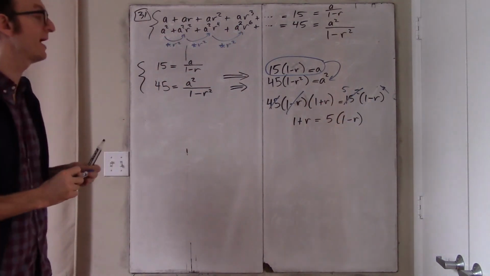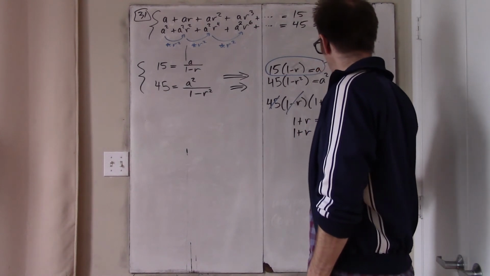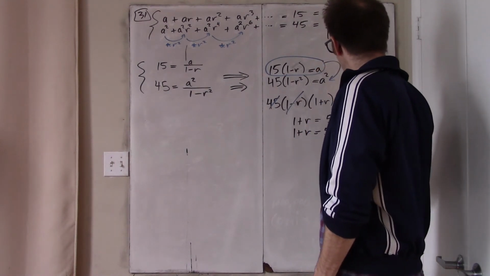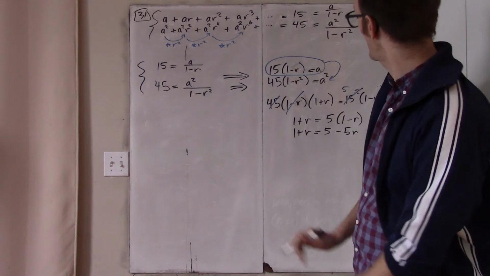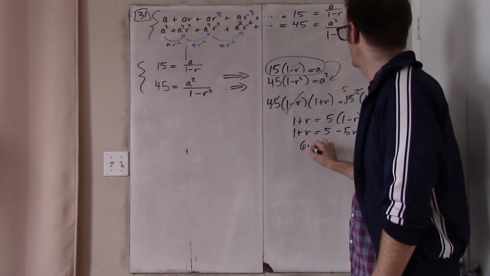Okay, well, now this is just legit Algebra 1. Yeah, this is like the best way. I think this is better than whatever I was going to do. 1 plus r equals 5 minus 5r, and so I guess I get 6r equals 4.